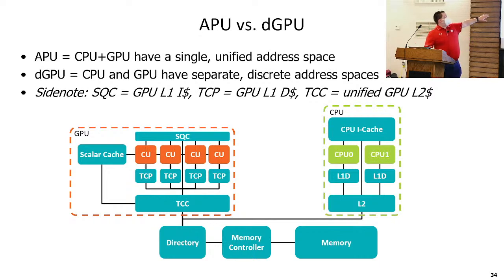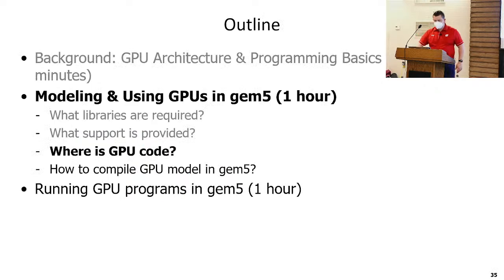And just a brief side note, AMD has different terminology for their GPU caches. Everywhere you see TCP, that's an L1 data cache. Everywhere you see SQC, that's an L1 instruction cache. And everywhere you see TCC, that's an L2 cache. So conceptually, they behave the same, but the marketing folks have chosen different names for these pieces that I want to make sure I pass on.